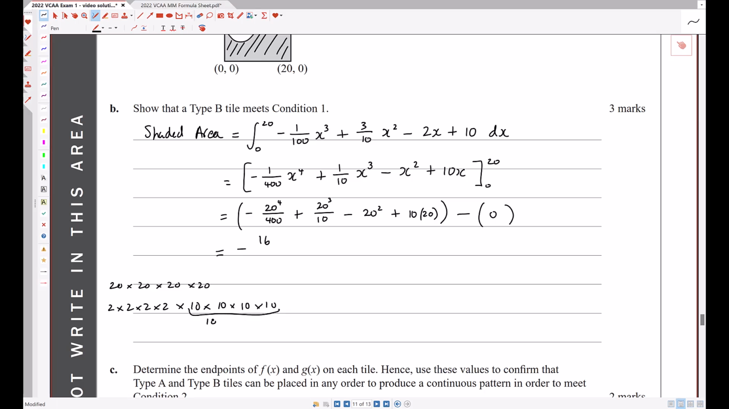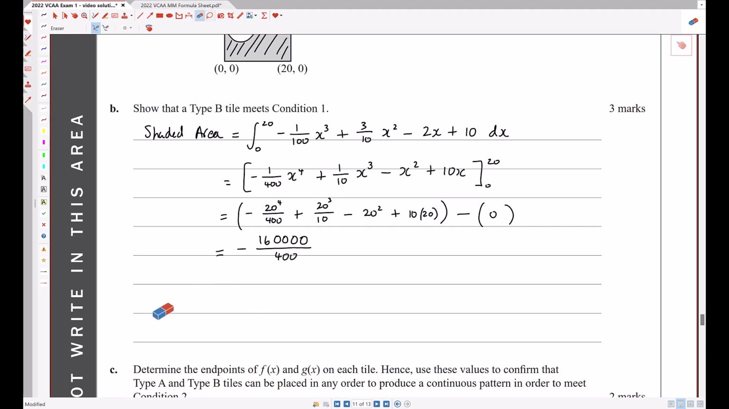So that bit will be 10 with 4 zeros on the end of it. And this bit was 16. And so therefore we're going to have 160,000 over 400. So you do need to be able to do this level of number work.